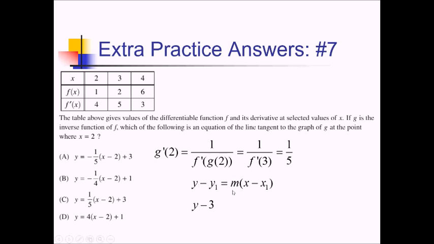And then we have a slope of 1/5, and we have x minus the input to the inverse function, which is actually the output for the original function. So x minus 2. That's not quite any of these, but if you add 3 to the other side here, you will be able to match with answer choice C.